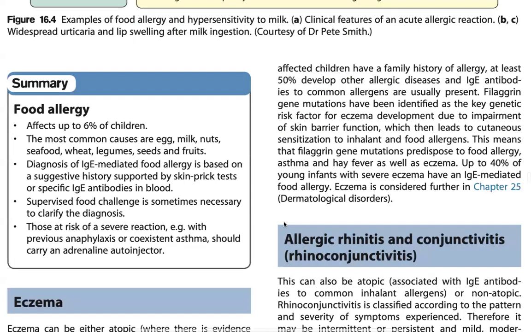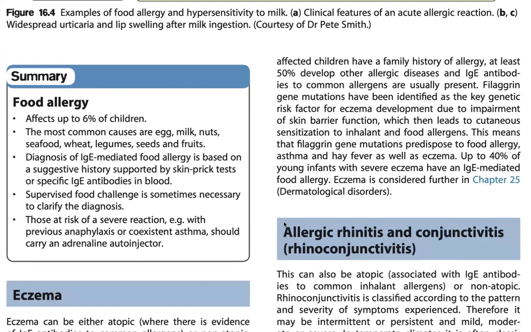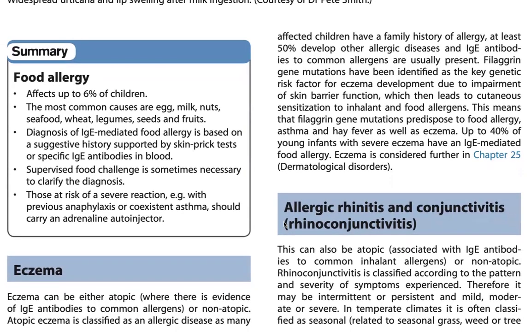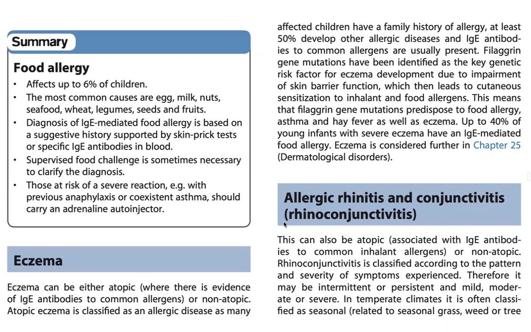Now, to summarize food allergy: it affects up to 6% of children. Most common causes are egg, milk, nuts, seafood, wheat, legumes, seeds, and fruits. Diagnosis of IgE-mediated allergy is based on a suggestive history supported by skin prick tests or specific IgE antibodies in blood. Supervised challenges are sometimes necessary to clarify the diagnosis. Those at risk of severe reaction, with previous anaphylaxis or coexistent asthma, should carry an adrenaline auto-injector.